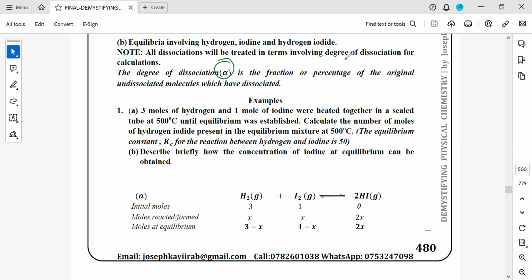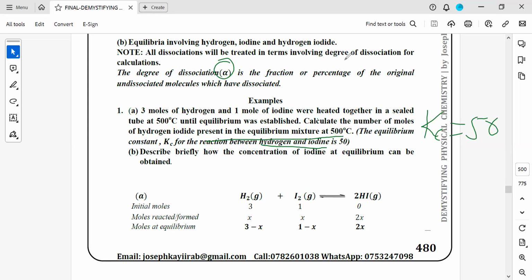3 molecules of hydrogen and 1 molecule of iodine were heated together in a sealed tube at 500 degrees Celsius until equilibrium was established. Calculate the number of molecules of hydrogen iodide present in the equilibrium mixture at that temperature. The temperature is constant, and they have given us the equilibrium constant for the reaction between hydrogen and iodine as 50. So that means we have our Kc as 50.